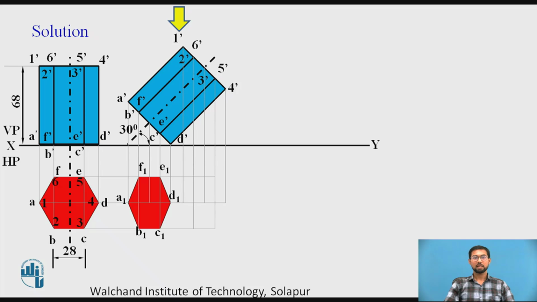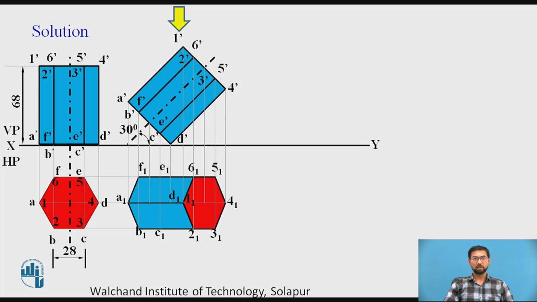Then we will take projectors from 1 dash, 2 dash, 6 dash, 3 dash, 5 dash, 4 dash to the top view section, and our projectors from the first view are already there. So we will mark the next points 11, 21, 31, 41, 51, 61 at the intersection of these projectors, and we will get a top face.